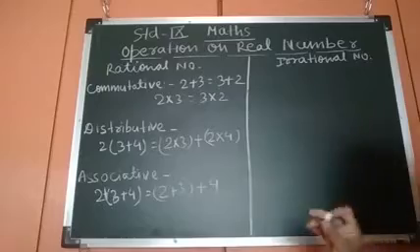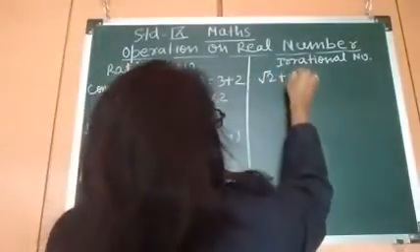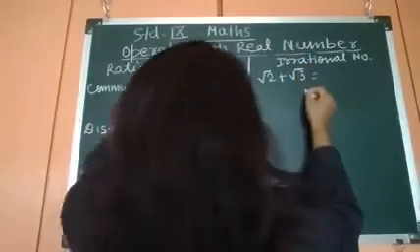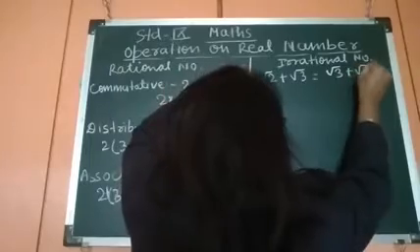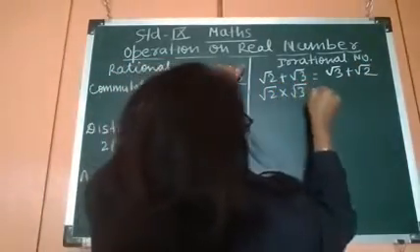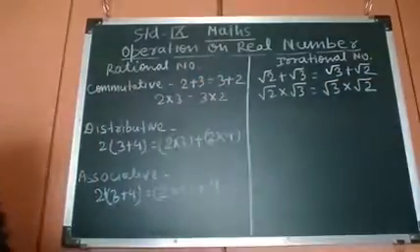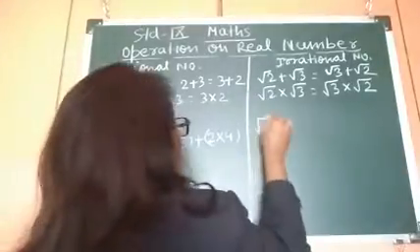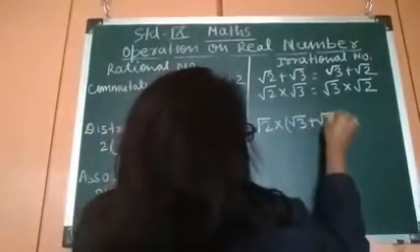Now come to irrational numbers. So first is root 2 plus root 3. We can write root 3 plus root 2. Root 2 into root 3, that we can write as root 3 into root 2. No change. Now distributive: root 2 into (root 3 plus root 5).